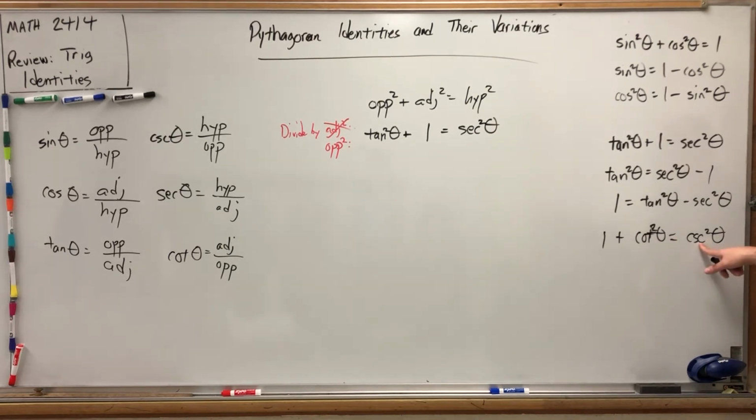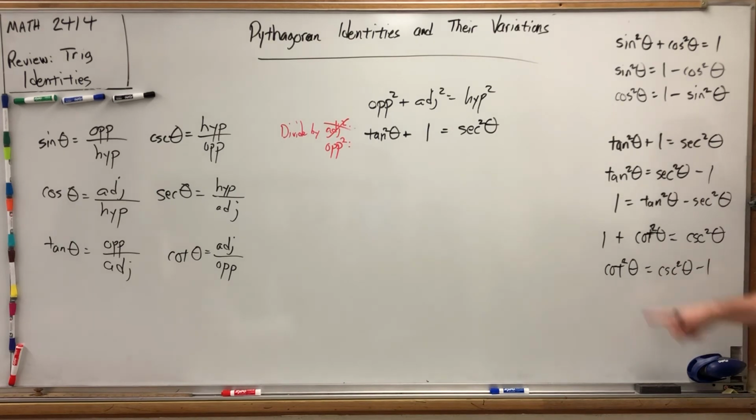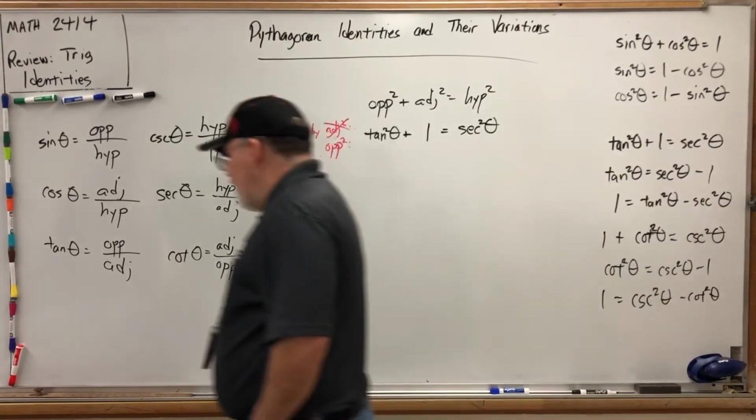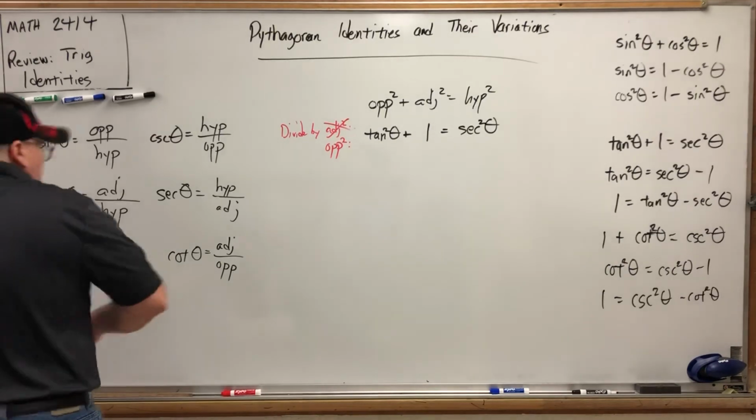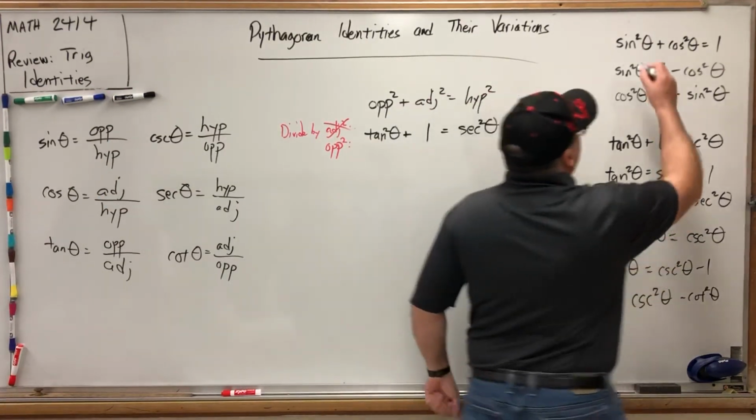Right now, the cosecant squared is isolated. If I isolated cotangent squared, I would have cotangent squared theta equals cosecant squared theta minus 1. But if I isolated the 1, I would have 1 equals cosecant squared theta minus cotangent squared theta. I'll be honest with you, I would just remember the big 3. Well, the 3 that we get by taking the Pythagorean theorem and dividing by one of its terms throughout.